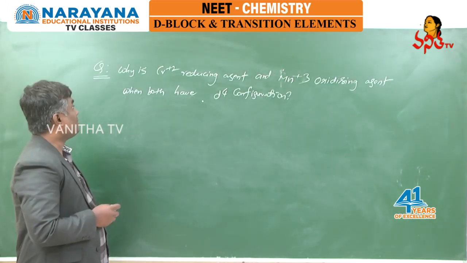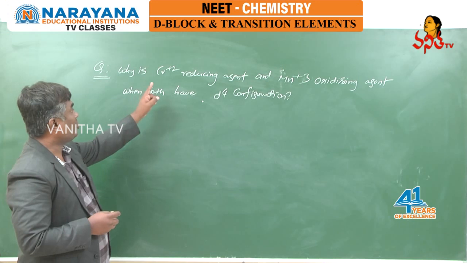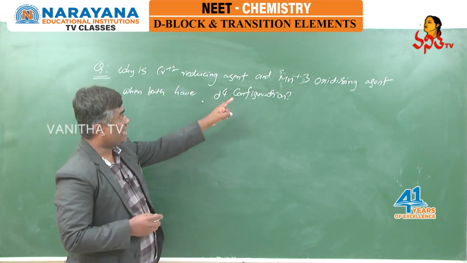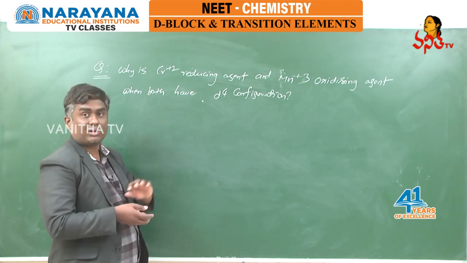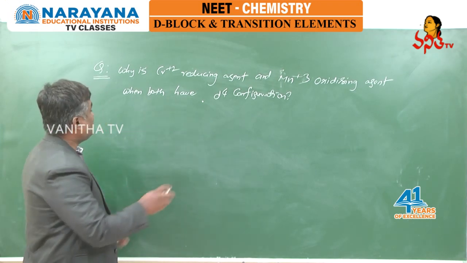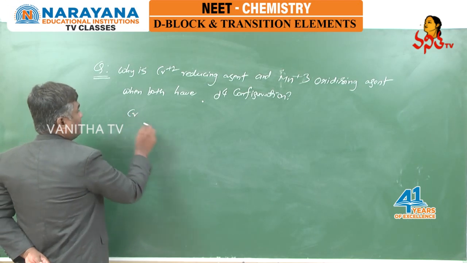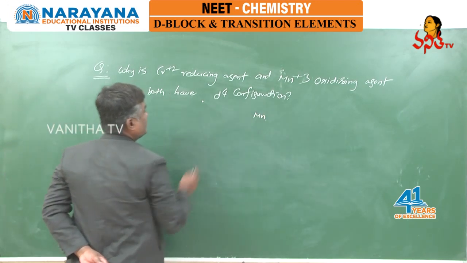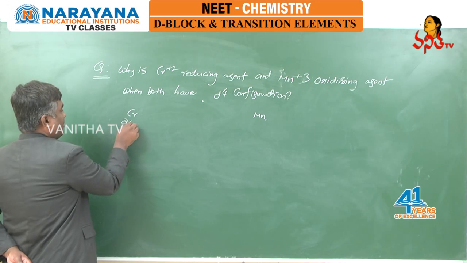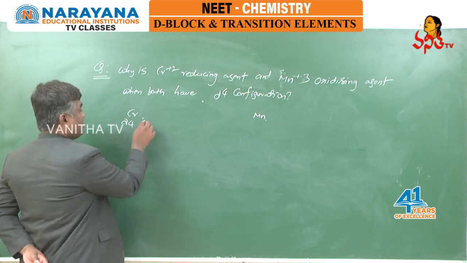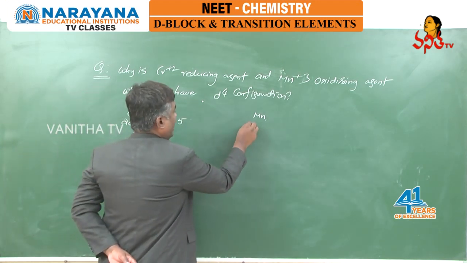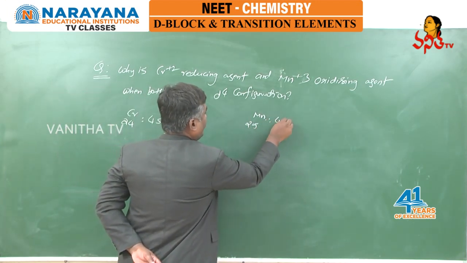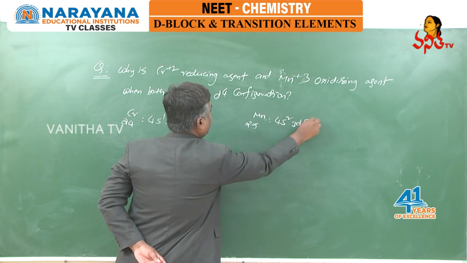Done. Here the question is, why is chromium +2 a reducing agent and manganese +3 an oxidizing agent when both have d4 configuration? Let us discuss chromium and manganese. If you look at chromium, atomic number 24, the configuration is 4s1 3d5, and manganese, atomic number 25, is 4s2 3d5.